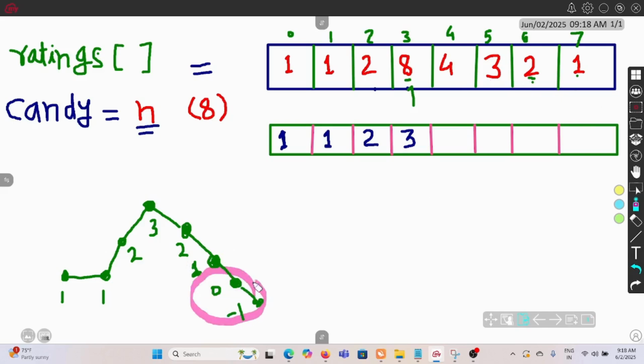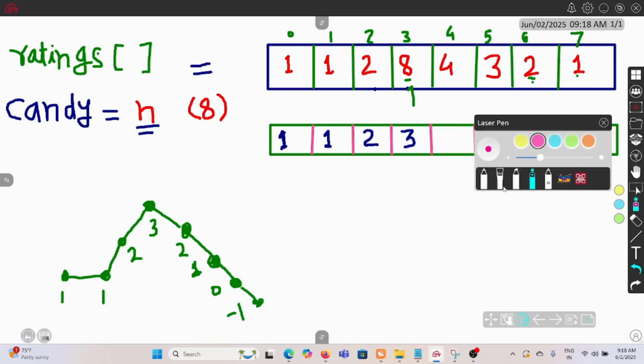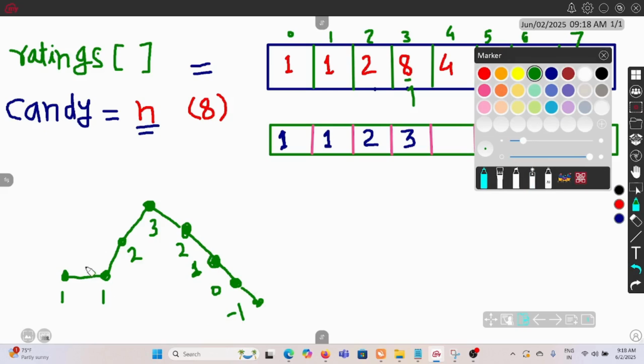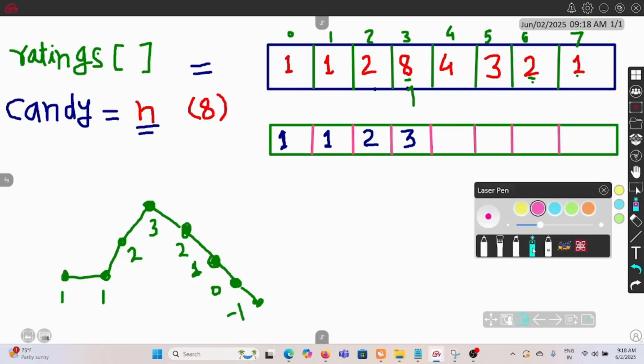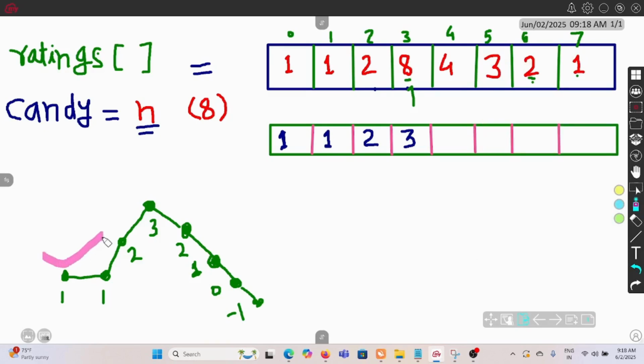But here we are violating the rule. So what should we do in this case? Till the time we got an increment, we were fine, we were going ahead. Till the time we were going in an increasing way, everything was fine. But when it came down, things changed.